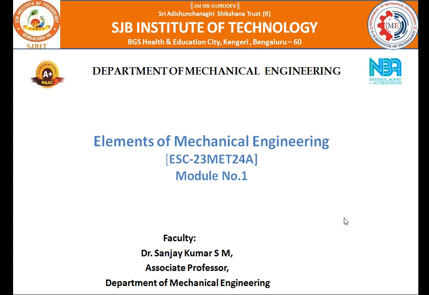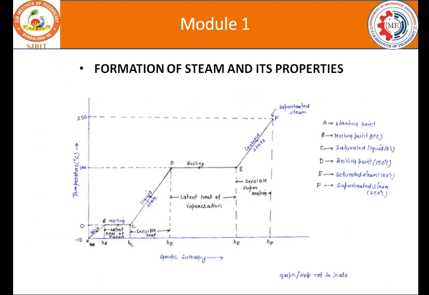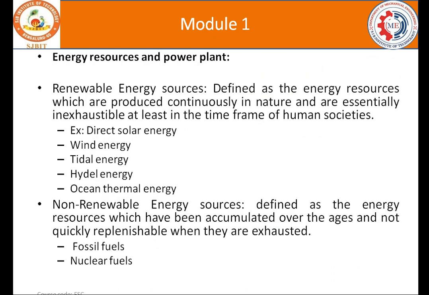Coming to the second part of the module 1 content, we will discuss in detail the further requirements of the energy resources of our planet. In the energy resources here we have solar energy, wind energy, tidal energy, hydel energy, ocean thermal energy. So here it looks at the different types of energies available, which are produced continuously in nature and are essentially inexhaustible, at least in the time frame of human societies.